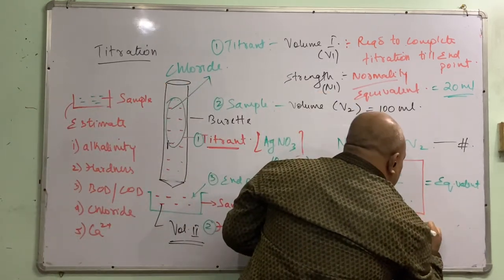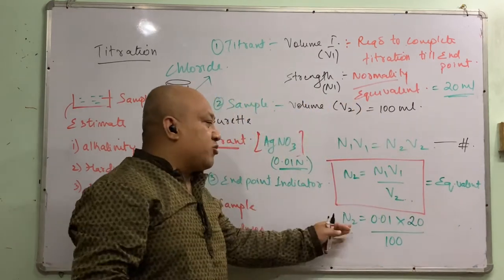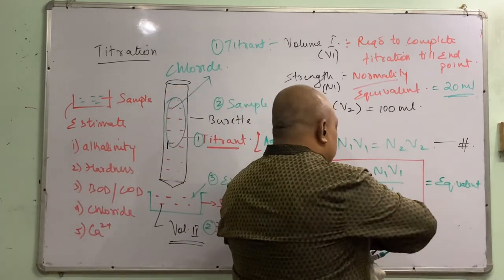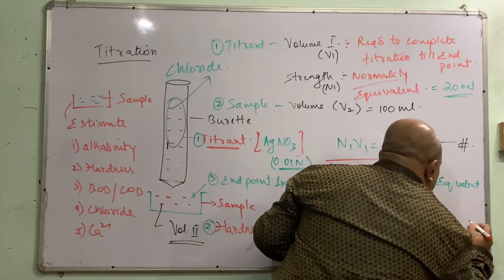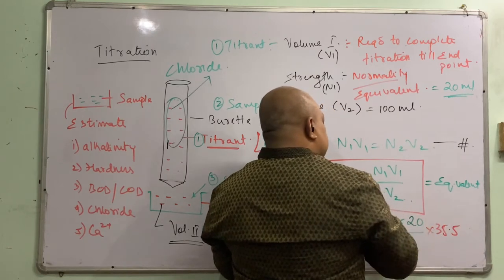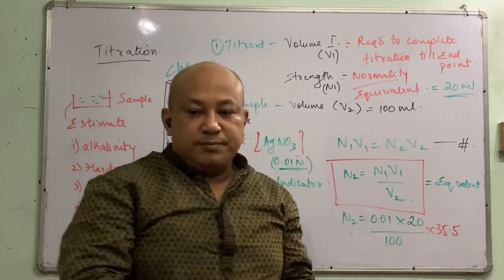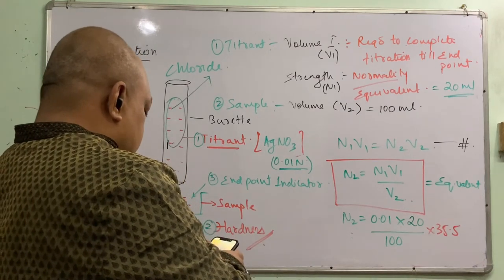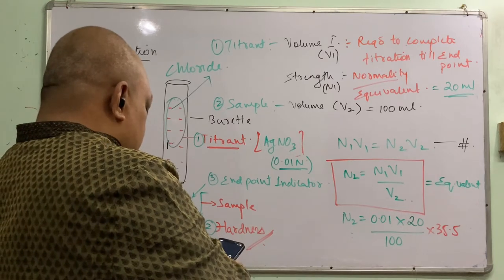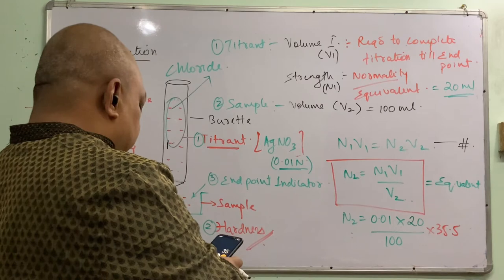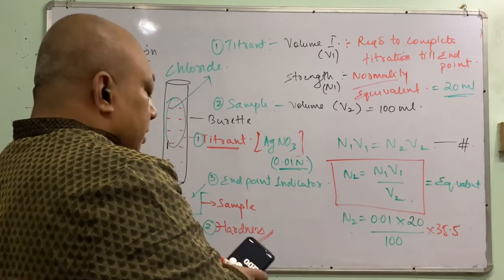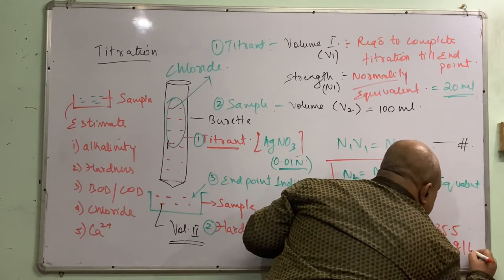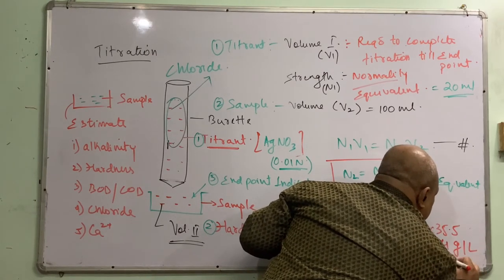So into 20 ml, divided by total 100 ml. This is the strength equivalent. Now, you want to convert into chloride. The equivalent weight of chloride is how much? It is 35.5 grams. So you multiply by 35.5, divided by 100. So that is 0.071 grams per liter, or this is 71 milligrams per liter of chloride.